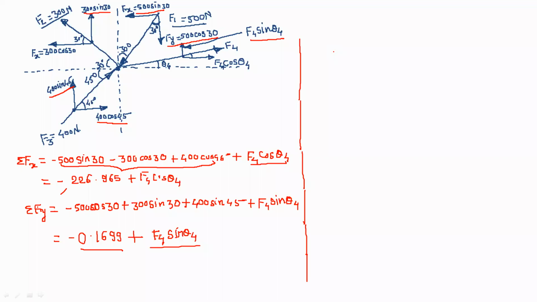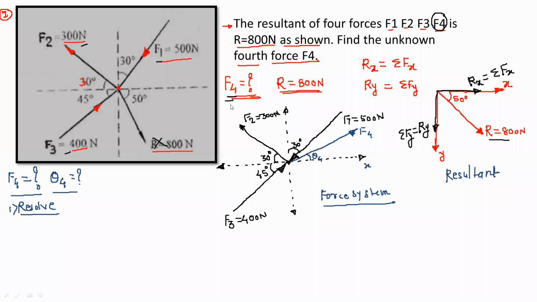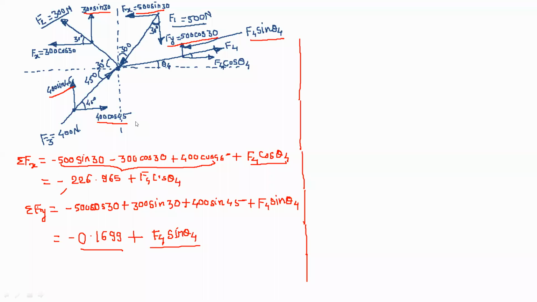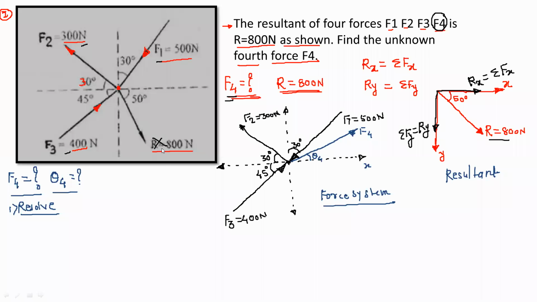So now observe the resultant. So in the problem, resultant value is given. So this is the resultant and its value is 800 Newton. So this is a separate diagram. So the summation Fx is nothing but the x component of resultant and summation Fy is nothing but the y component of resultant. Okay. So from this resultant value and angle, we will find out the Rx and Ry.